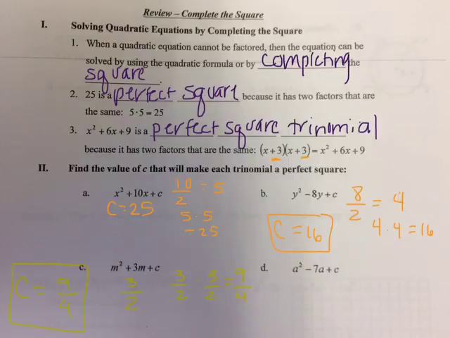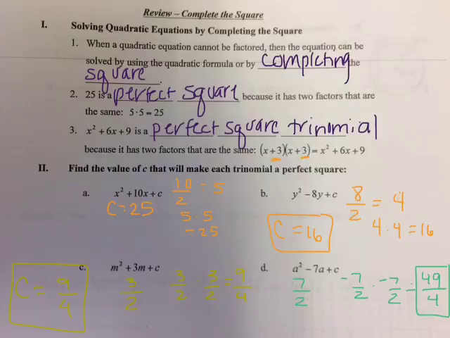And same kind of concept with D. So, negative 7 divided by 2. Can't simplify it. Negative 7 times negative 7 is 49. 2 times 2 is 4. So C would have to be 49 over 4 to be a perfect square trinomial.